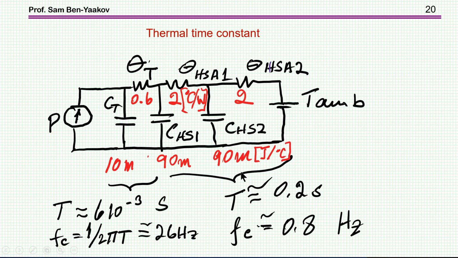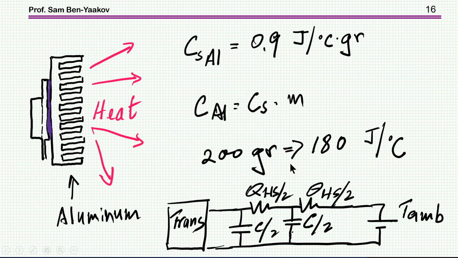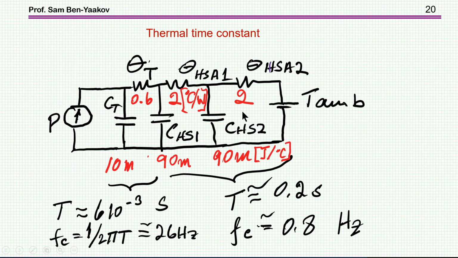So let's go back for a second to the heatsink. We have found that the thermal capacity of the heatsink is 180 joule per degree centigrade. And I'm going to assume that the total thermal resistance of this heatsink is 4 degree centigrade per watt. And as I've said before, I'm going to split it into two parts, and also the capacitance I'm going to split. So this is the heatsink, and this is now the transistor. 0.6 is from the data sheet of this particular transistor, and 10 millijoule per degree centigrade is the thermal capacitor.